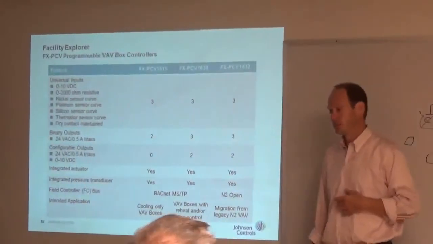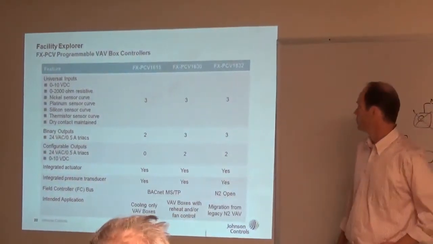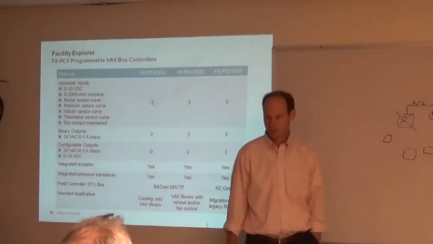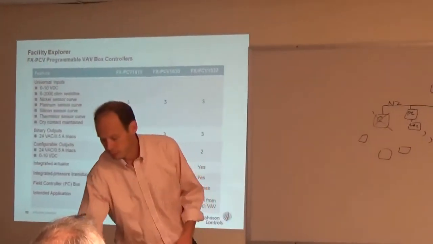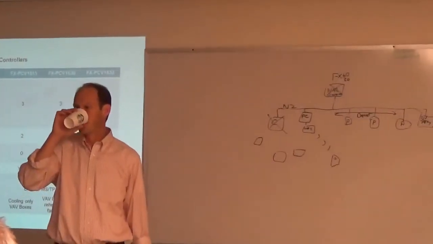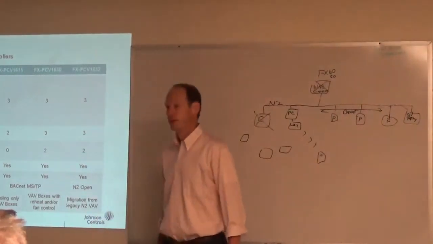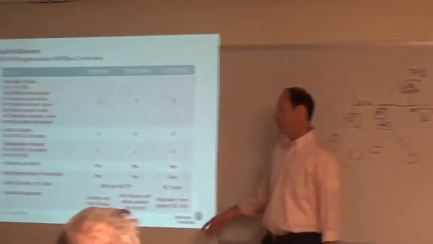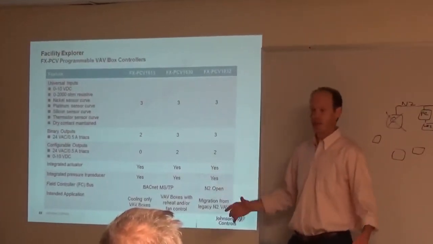If you put a PCB 1832 in that scenario right there, you replace an N2 with a PC, replace another one, eventually you get to the point where, hey, we're close enough, we can replace them all. Can you flash that into PCB back to MSTP? Yes, you can. Yes, you will be able to. So it's just the same things.